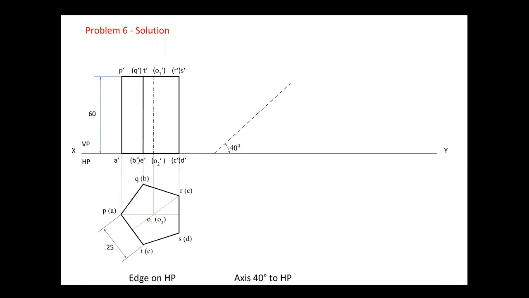So I am going to draw the axis, but at the beginning I am not going to draw the axis. I am going to convert this axis inclination to the base inclination. 90 minus 40 will be 50 degrees, which is the base inclination. So from this point, I'm going to draw a line of 50 degrees, then measure from C dash to B dash, and cut it down.